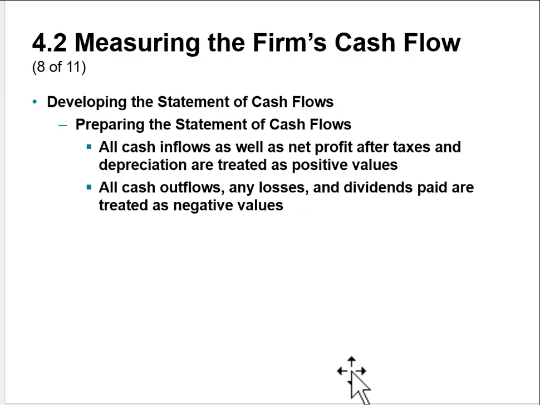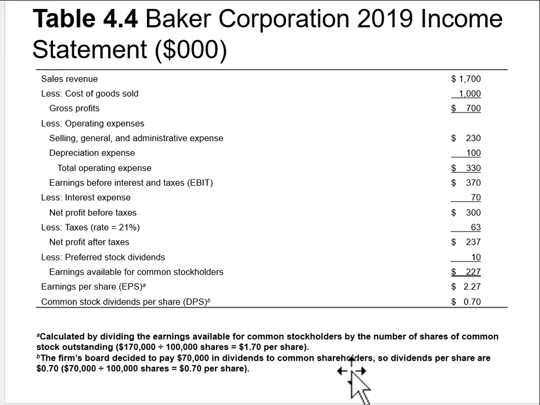So to develop these statements, we need to know all the cash inflows as well as net profit after taxes and depreciation, so we can identify those things. We also need to know all the outflows, right? Any losses we have, any values, obviously, that we've received from selling assets, and we need to know what kinds of outflows in general have occurred, such as dividend payments. So here we have an example, and I'm not going to spend a lot of time with these statements because you can review them yourself.